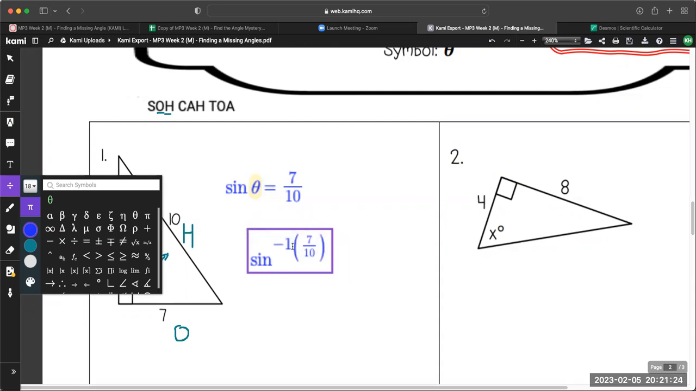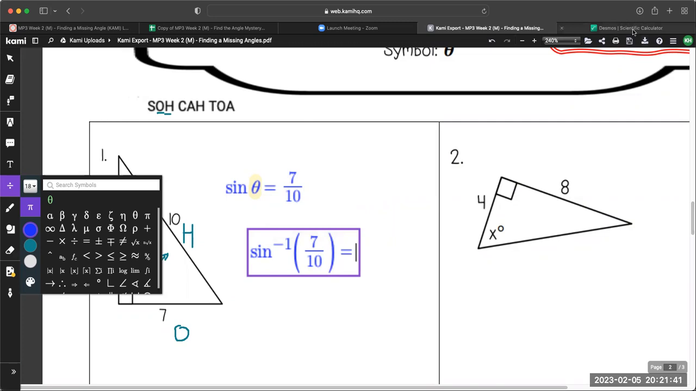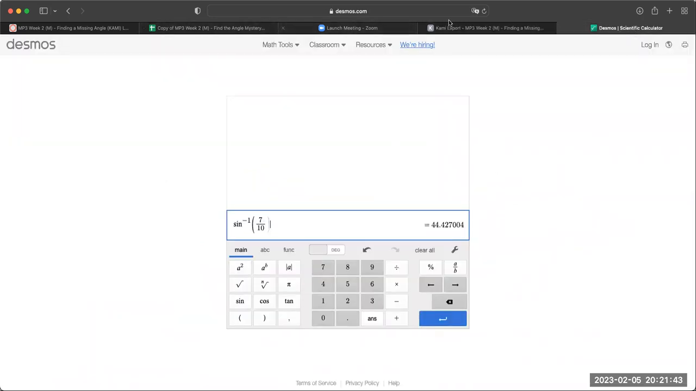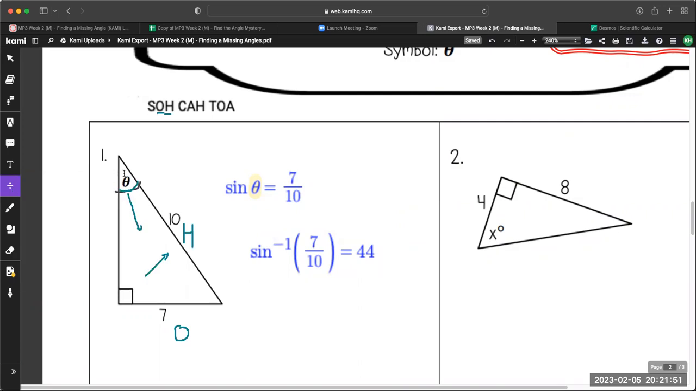Yeah, I didn't do this formatting right. I'm just really sorry, y'all. Inverse sine, the -1, and then I need this to go down, 7 over 10. If you mistype that, well, obviously I have trouble with it too. And our answer for that, again, is 44 degrees. There you are, 44, and that's perfect. So angle theta up here is 44 degrees.